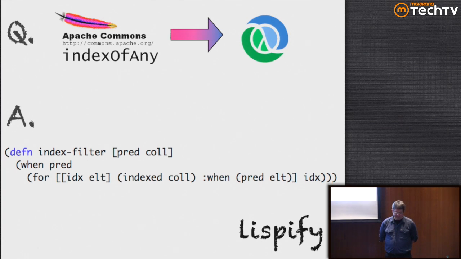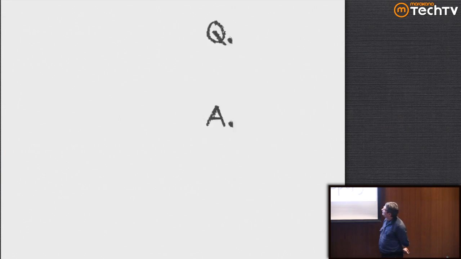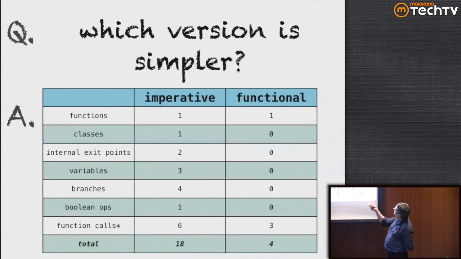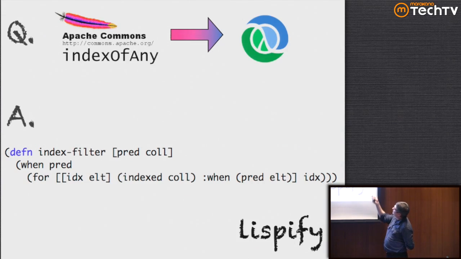And now I'll Lispify this. This is now index-filter. It takes in a predicate and a collection. The predicate is a higher order function that tells how to decide if it's in the collection or not. When that predicate's true, then it's going to look at each index and element in the collection, and when that element is true, it's going to return that index.